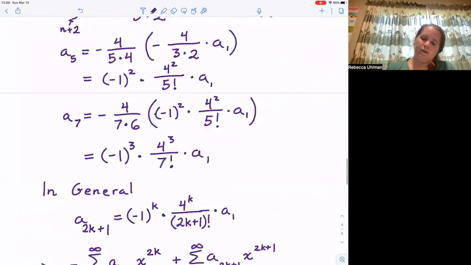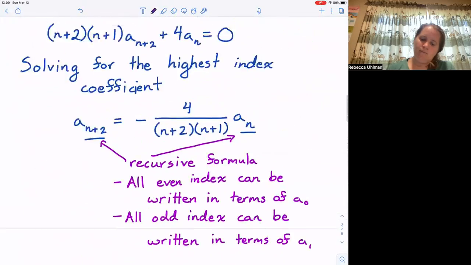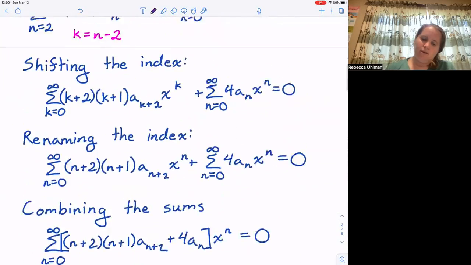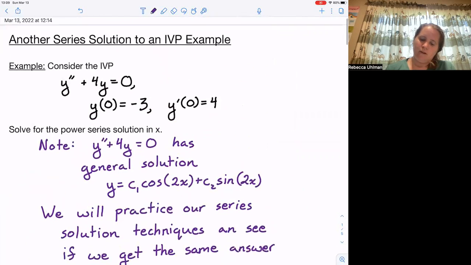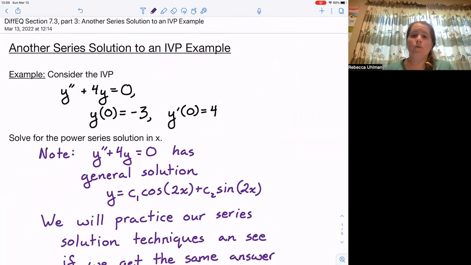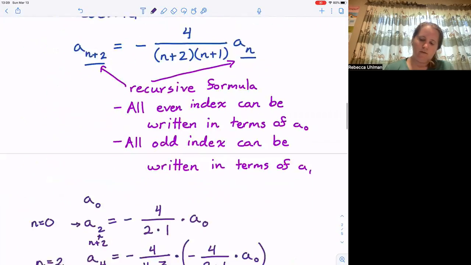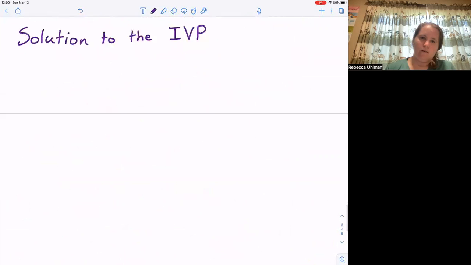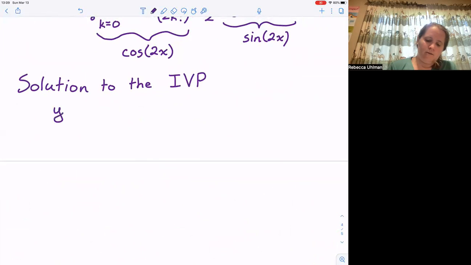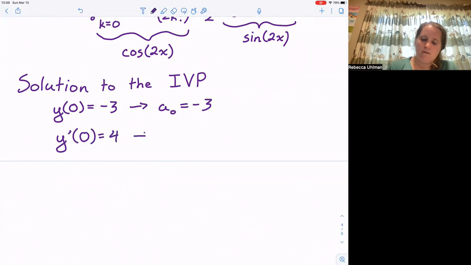We were told that our y of 0, I apologize for all the scrolling, y of 0 was -3 and y prime of 0 was 4. So y of 0 is -3, so we know that a0 is -3. Y prime of 0 is 4, so we know a1 is 4.